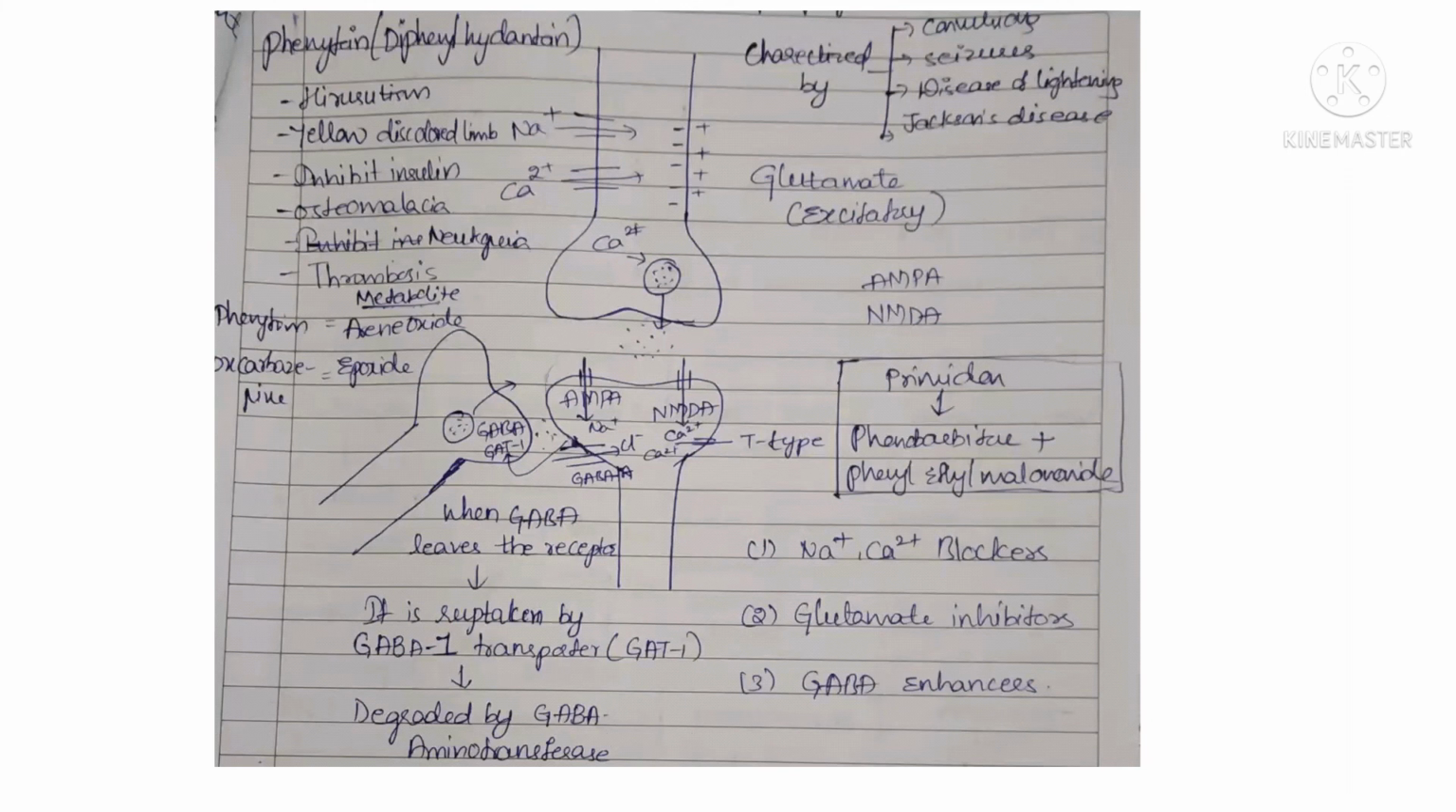So by using sodium and calcium blockers, we can regulate and control the conduction of nerve impulse, and by using glutamate inhibitors, we can decrease the excitation, and by using GABA enhancers, we can retain the GABA at the receptor site. This is what happens.